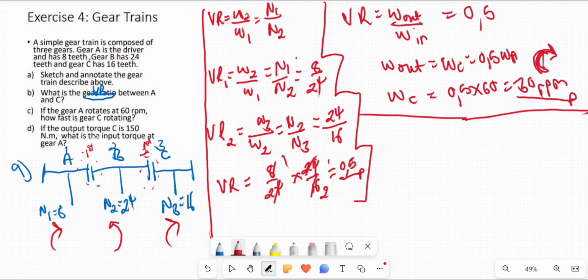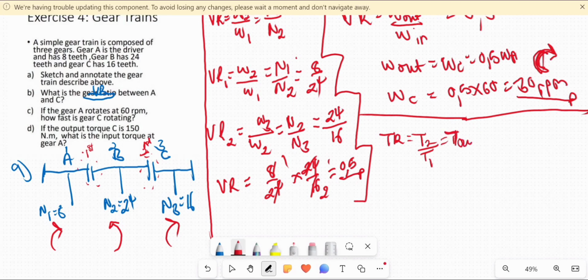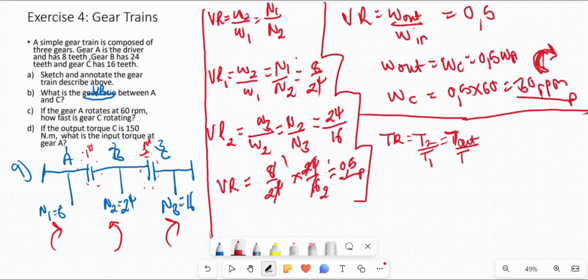If the output torque C is 150 Newton meters, what is the input torque at gear A? So now we're talking about torque. What is torque ratio? Torque ratio is T out over T in, T2 over T1, which is T of the driven. Out and in are easy to understand. T out over T in is also equal to N out over N in.